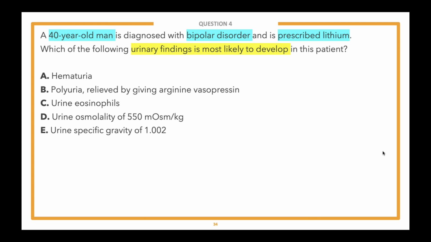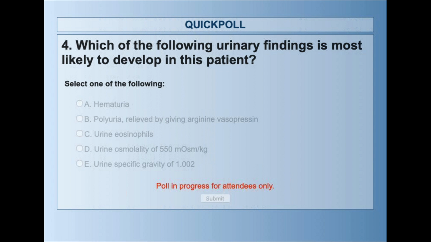So once again, we'll go ahead and open up the poll. Go ahead and select the finding that you think is most likely to develop in this patient, and we'll talk about it in just a few seconds.